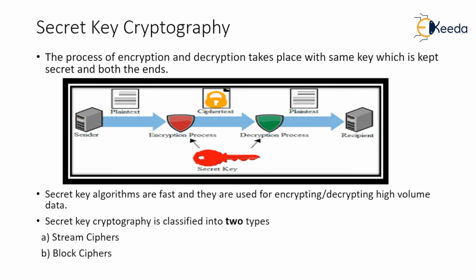So the secret key algorithms should be fast, and they are used for encryption and decryption of high volume data. Secret key cryptography basically is divided into two types, and those two types are stream ciphers and the block ciphers. So both the stream ciphers and the block ciphers do use the concept of the secret key cryptography, wherein the encryption and decryption is taking place with the help of the same key, and the same key is shared at the sender's end and at the receiver's end.